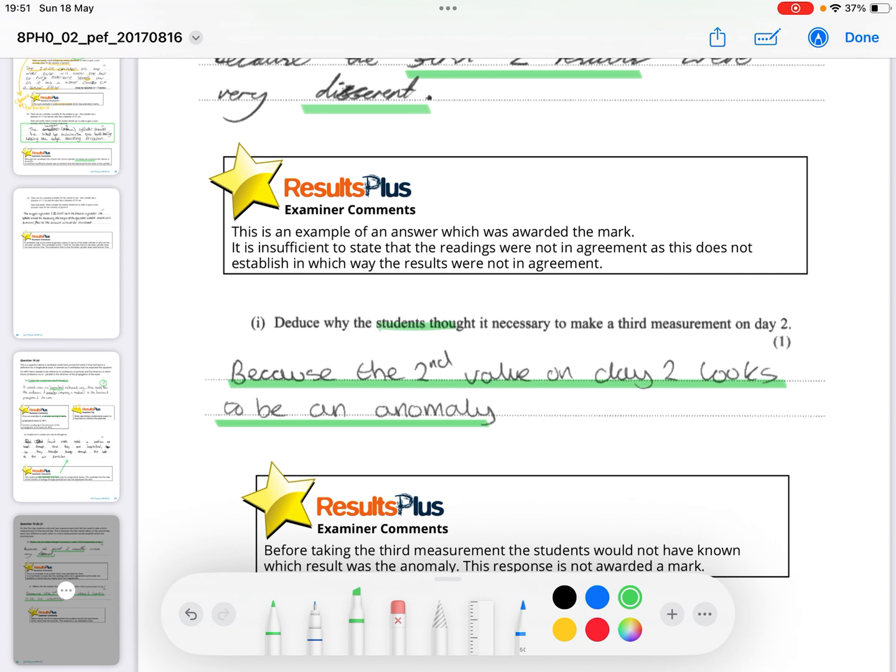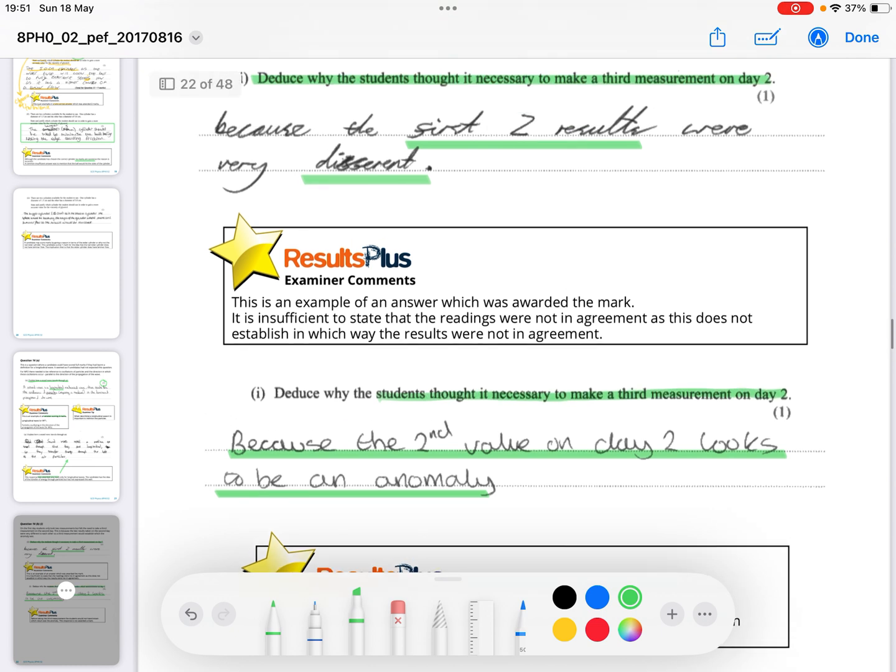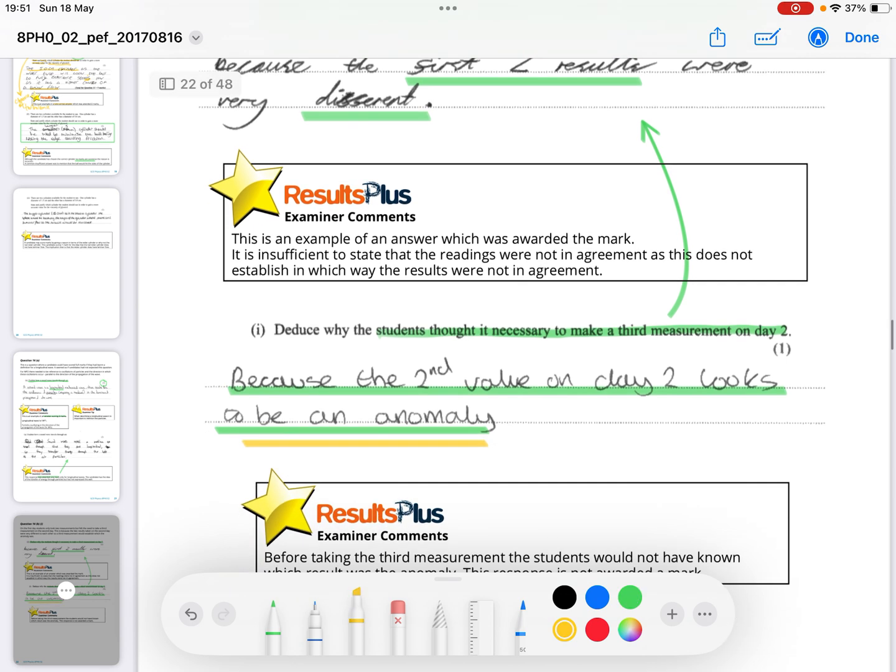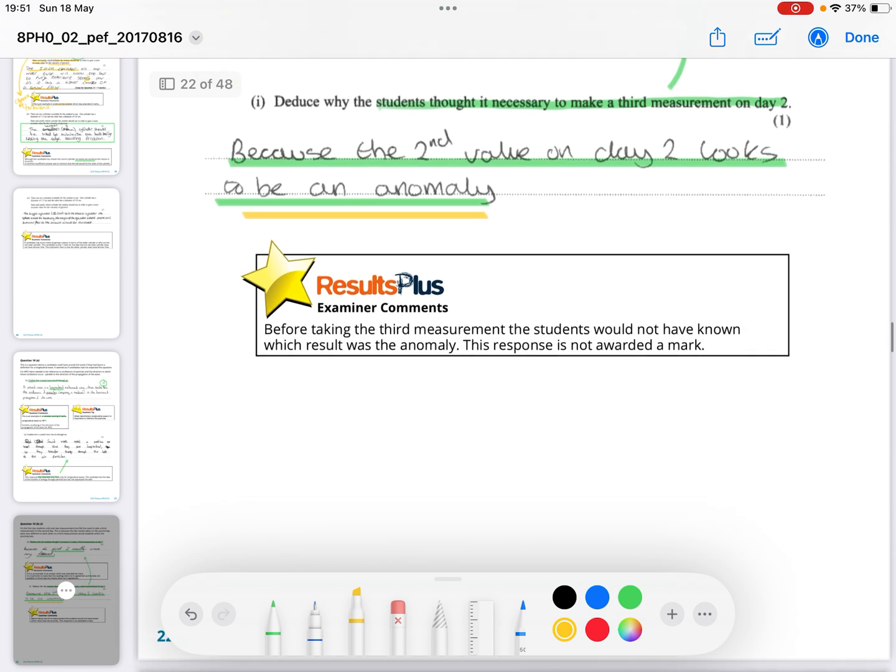Yeah. Why did the student realize that he needed to take a 3rd measurement? It's because the results were different. Yeah. They were too different. So they were unreliable. And that's why he took a 3rd one. And that's why you could work out by looking at 3 that the middle value was the anomaly one, or the anomalous one. Okay, so have a read of what the examiner's written here.